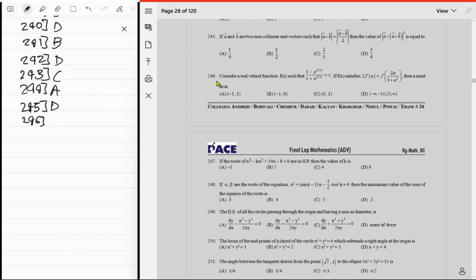Okay. Question 246? Consider a real valued function f such that (1 minus e power f of x) upon (1 plus e power f of x) is equal to x. If f of x satisfies this equation, then a must lie in. Okay, f of x satisfies what? 2f of a is equal to f of 2a upon 1 plus a squared. Interesting. And this is given.